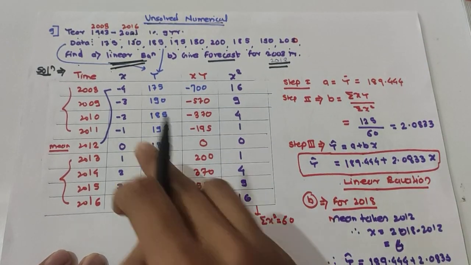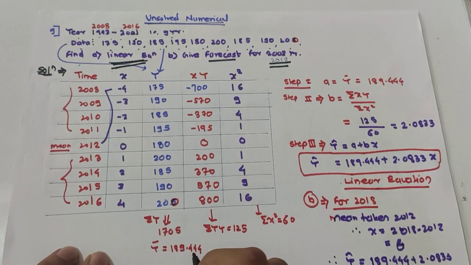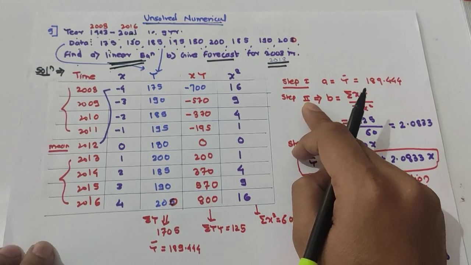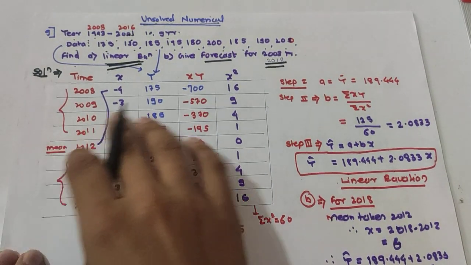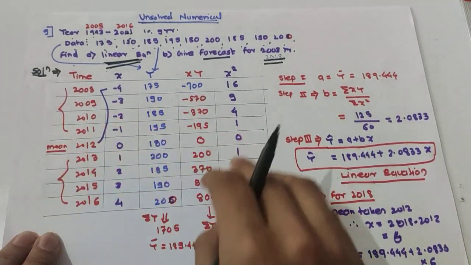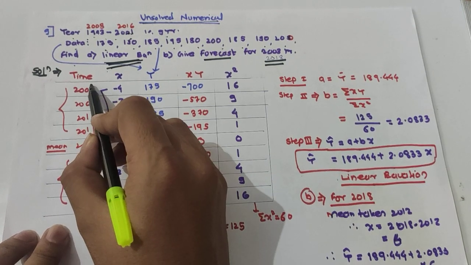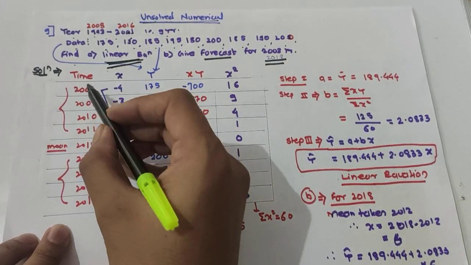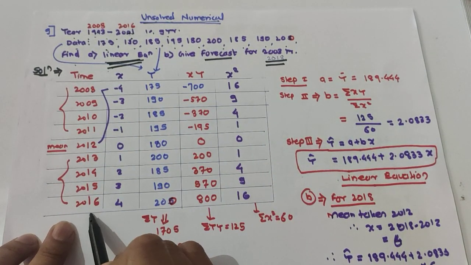So friends, linear equation, that means you should know what the linear equation is. In the previous slide I told you the linear equation is y is equal to a plus bx, right? So how to solve this type of numerical? You have to draw a table for the calculation of the values. First, you have to take the time. What is the time they have given? 2008 to 2016. So in the first column you take the time 2008 to 2016.